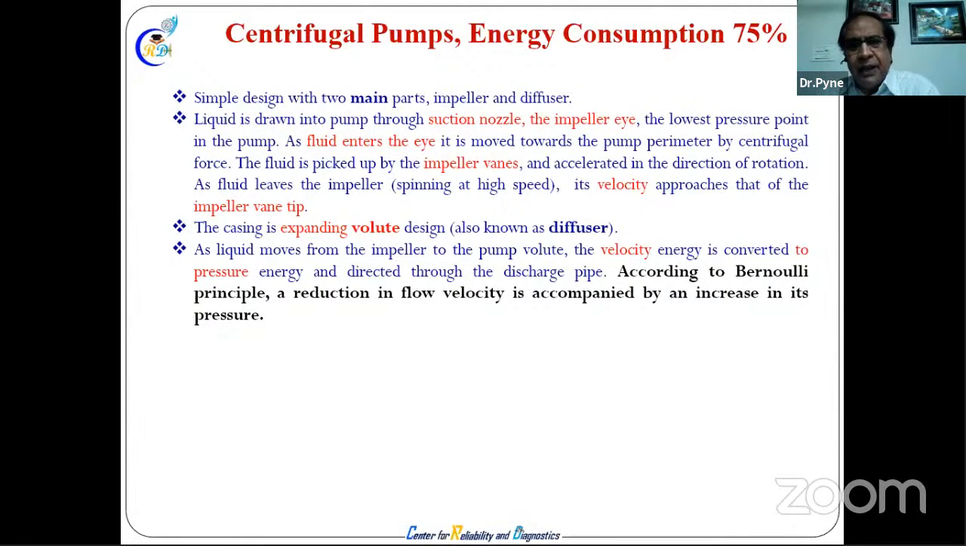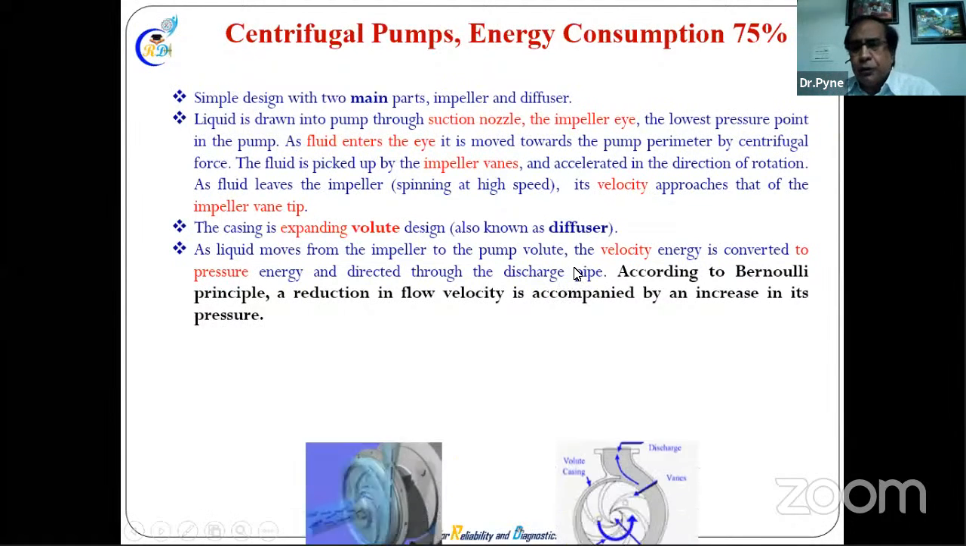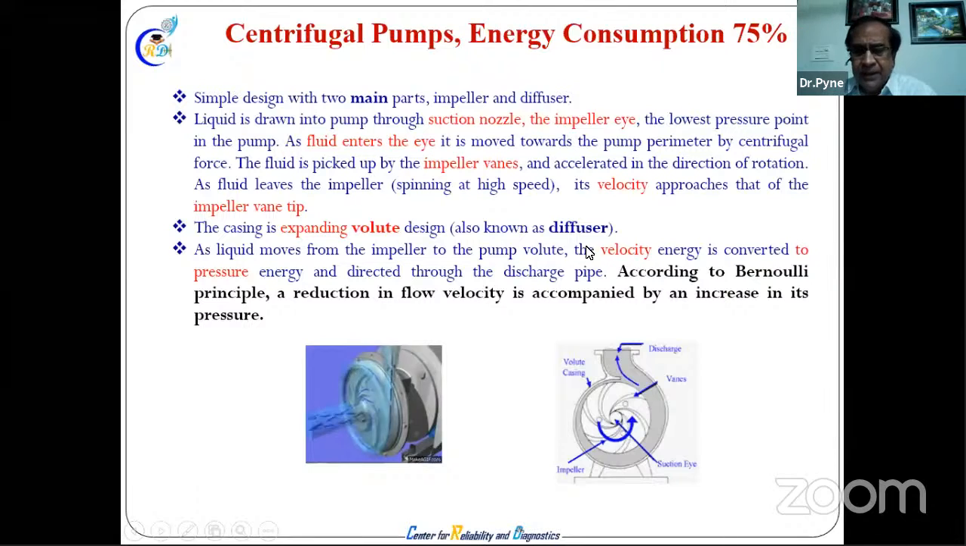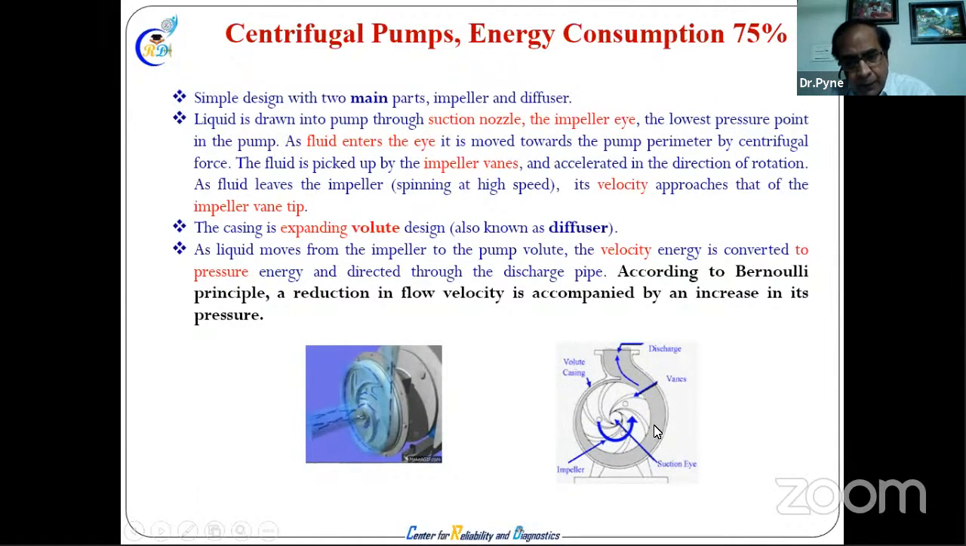The impeller vanes accelerate the fluid, and you get higher velocity. And in the pump, in the diffuser section, we get more pressure. That is the way; the volute is also called a diffuser. So this is how the centrifugal pump works, and this is the volute casing. The increasing area, or increasing volume you can say, leads to the discharge, as the impeller is moving.